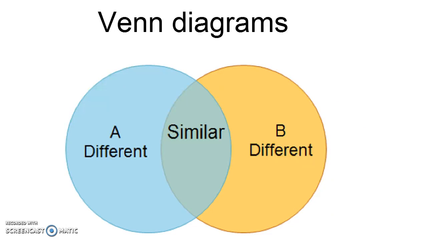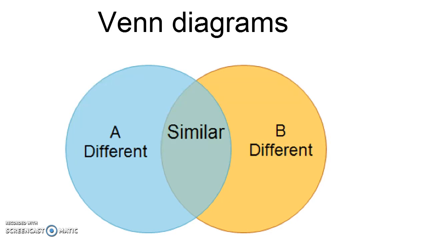So some of the types you can use: Venn diagrams. Venn diagrams are used when you are comparing 2 different things. An example of this is if you are in a science class and you need to compare 2 different types of organisms or 2 different types of cells. You could say a plant cell and an animal cell. What's similar about them? What's different?